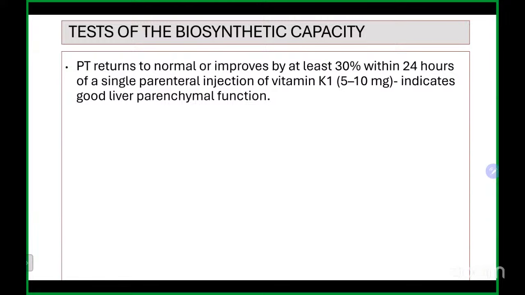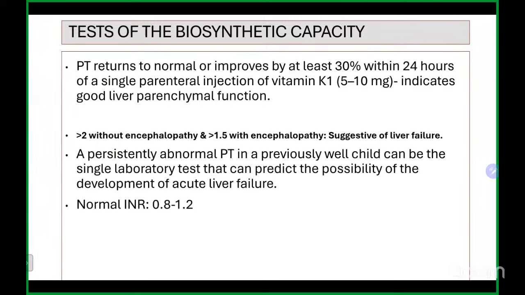Okay. So PT returns to normal or improves by at least 30% within 24 hours of a single parenteral injection of vitamin K1, which is around 5 to 10 mg that we give. It indicates that there is good liver parenchymal function. That is why in hepatitis or hepatic cell failure, what we do is we give one vitamin K, and 12 hours later, we repeat a PT, APTT, INR. So if it is normalizing, that means the liver is still able to produce it well. So, a sign of good liver function.